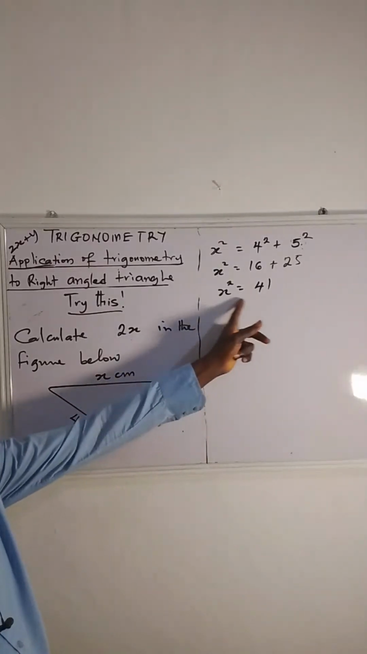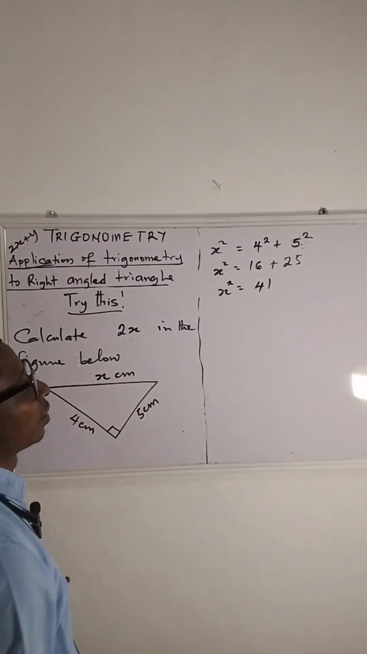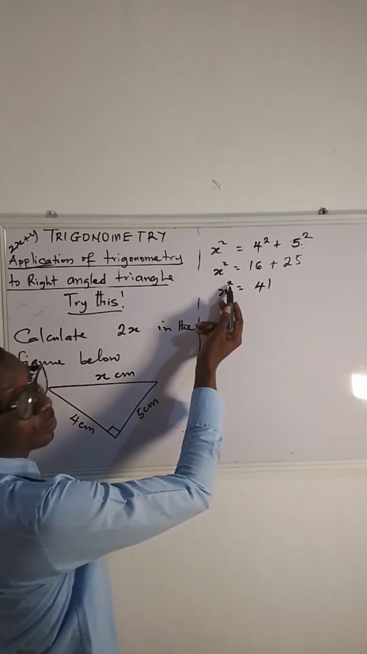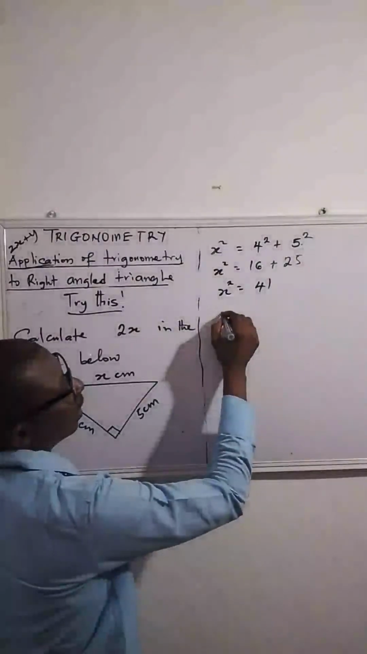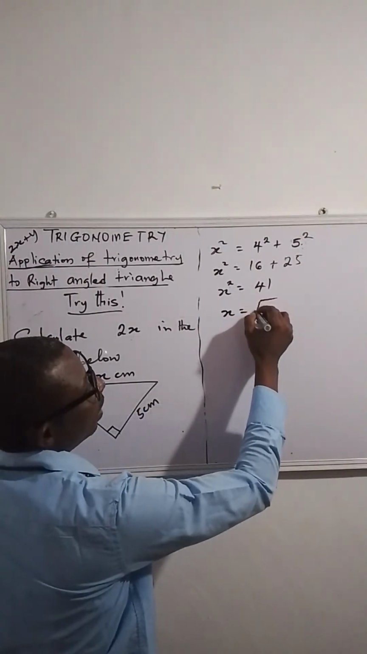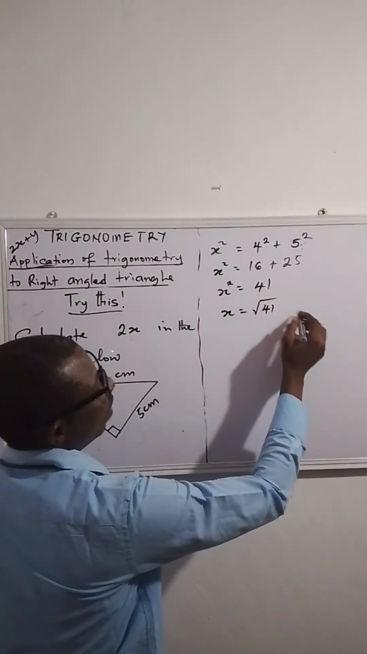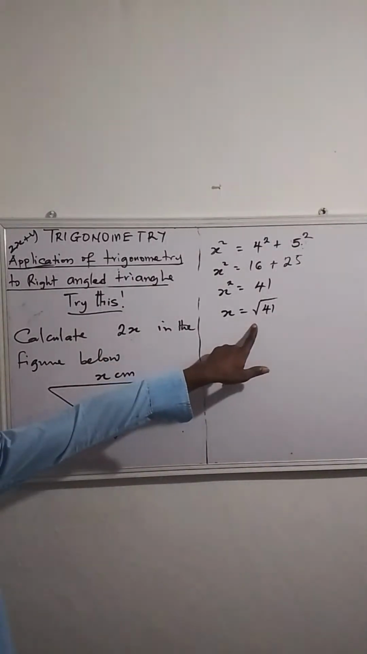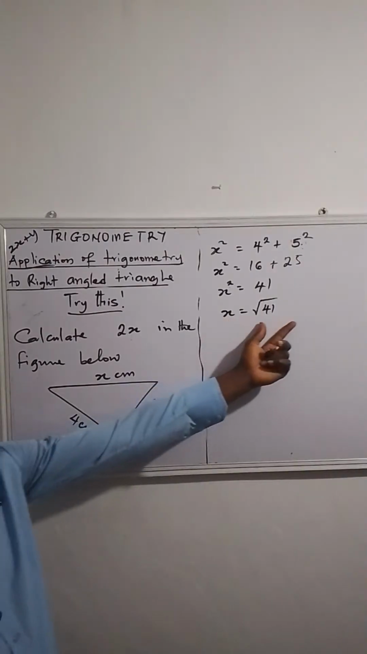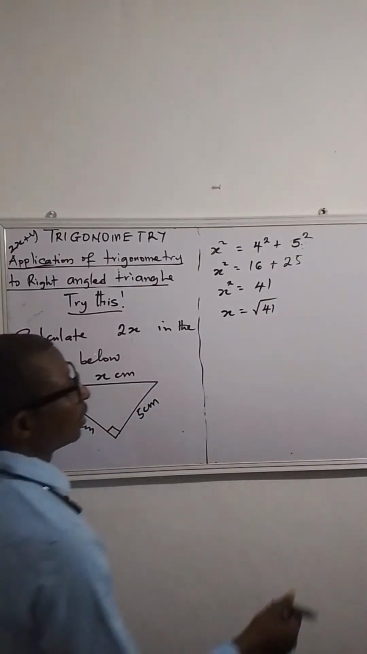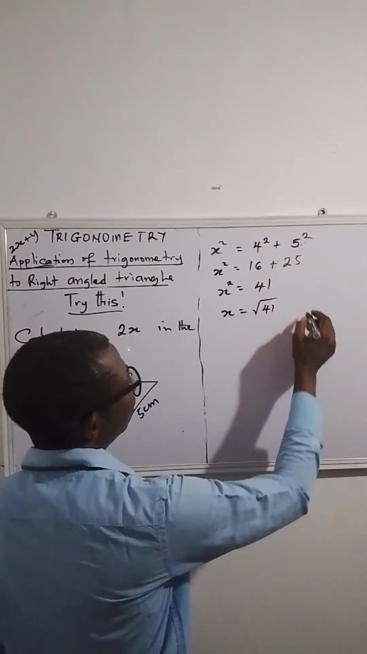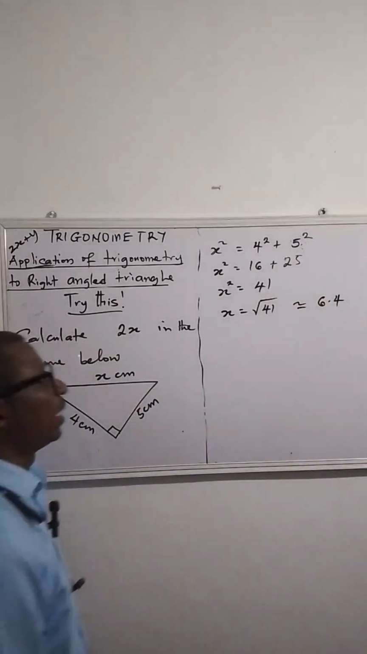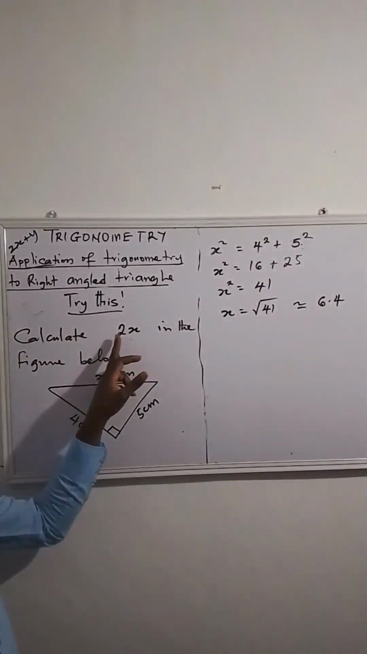Now, you take square root of both sides, because you need to do away with this square. So we have x equals square root of 41. And that is the value of x. I think some of you now use your calculator to get the answer. That should be approximately 6.4. Now, the question asks you to get 2x.